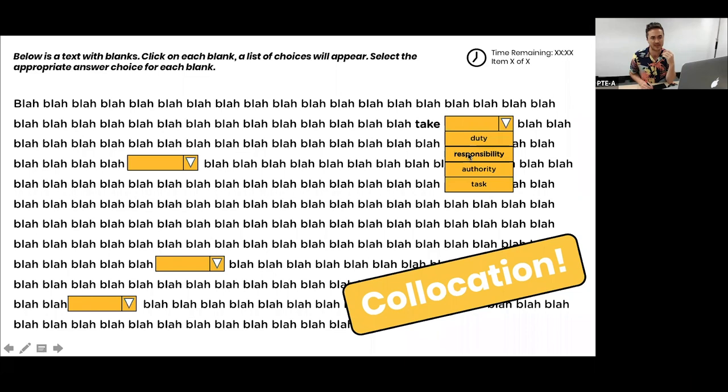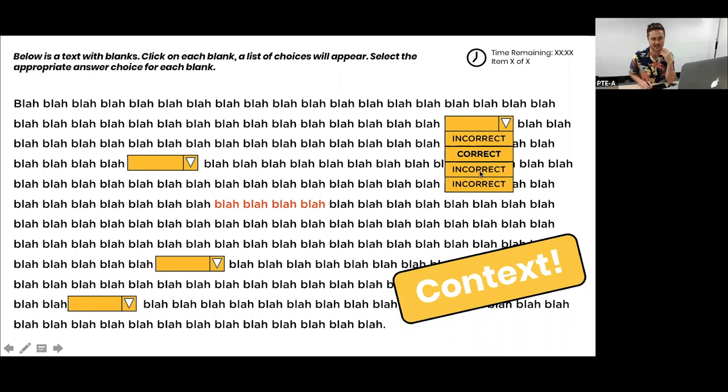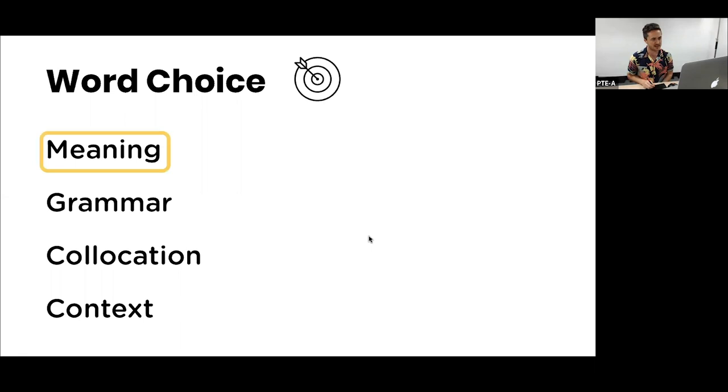Next one is just based on context alone. So this word will be correct because something further in the text mentions it, or something prior in the text mentions it, okay? So let's think about how we do this with meaning, grammar, collocation, and context. We'll focus on meaning first.